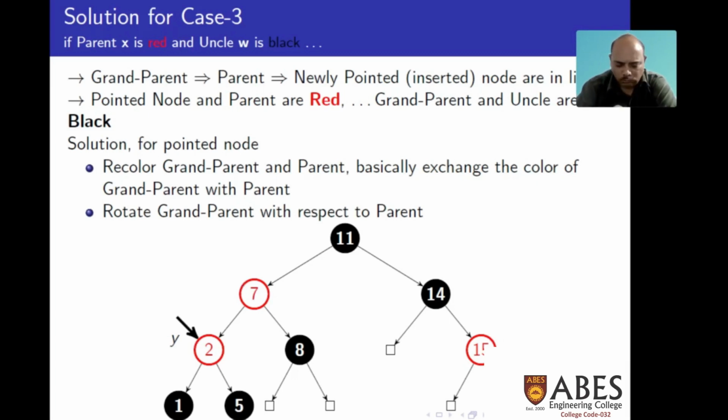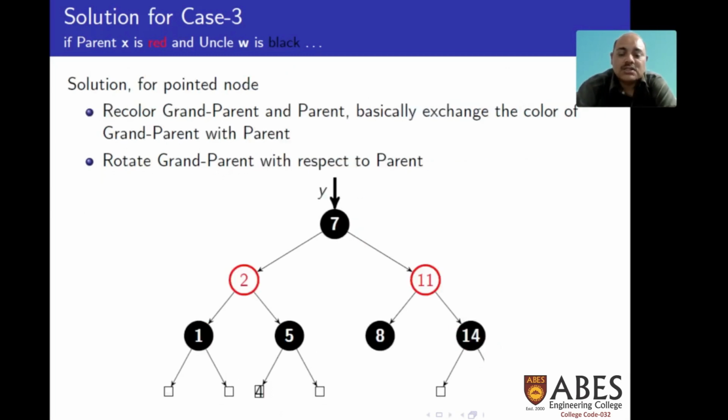Fine. So let me define one by one again. First of all, we will put the pointer on the parent node. So this pointer will be shifted to 7. Second thing, we will exchange the color of parent and grandparent. That means 7 will become black and 11 will become red. And in third step, we will rotate grandparent with respect to parent. In our example, we will rotate 11 with respect to 7 and it will be a right rotation. So after the color change and the rotation, this will be the tree.